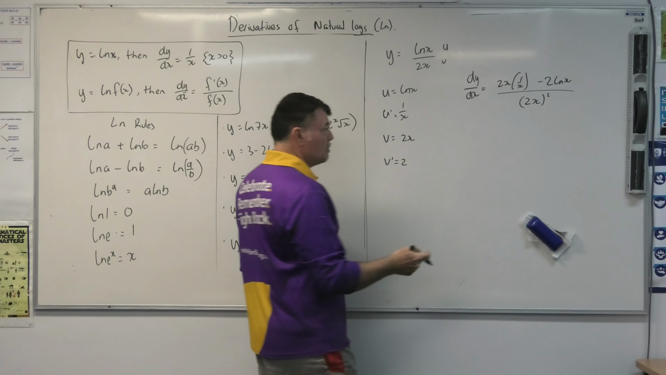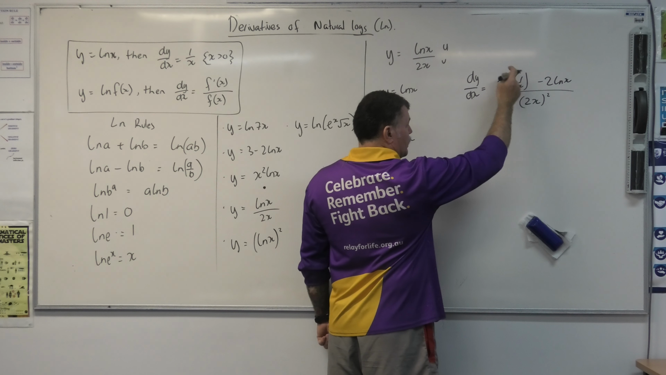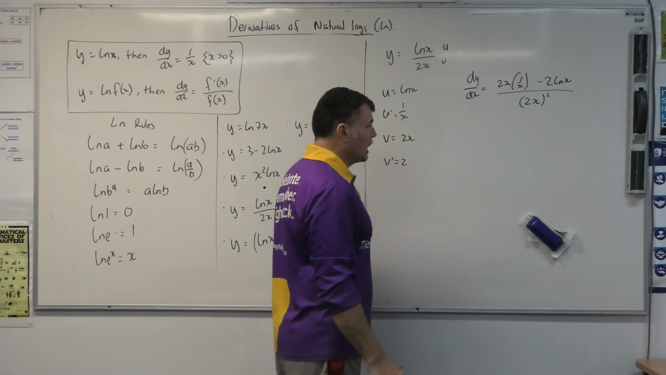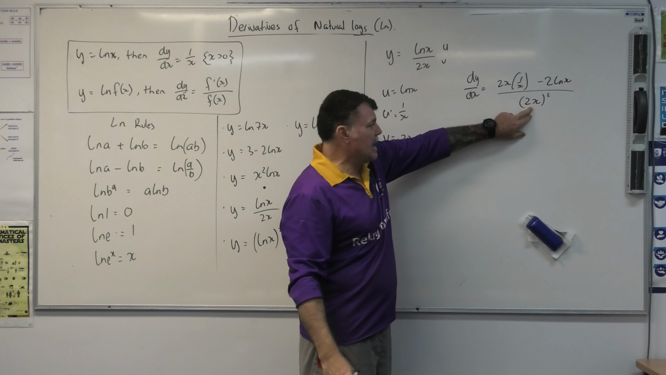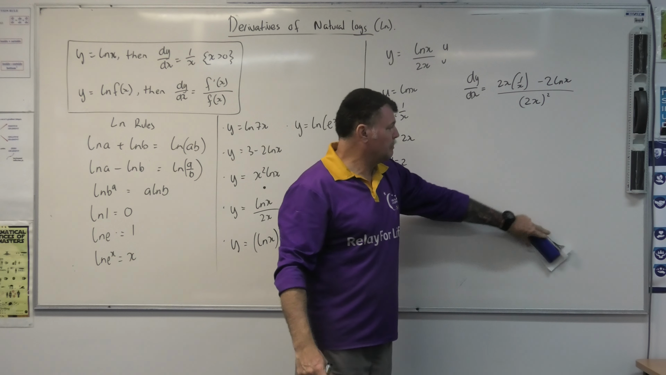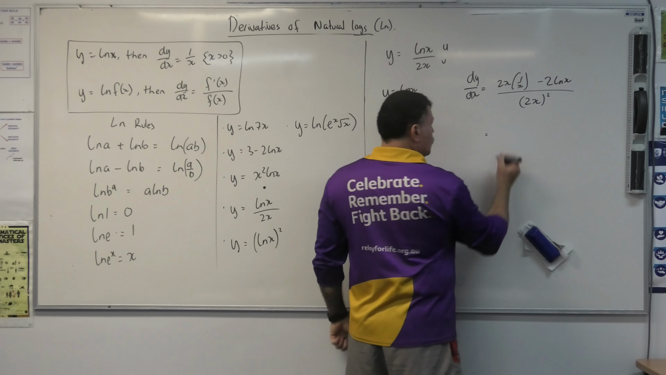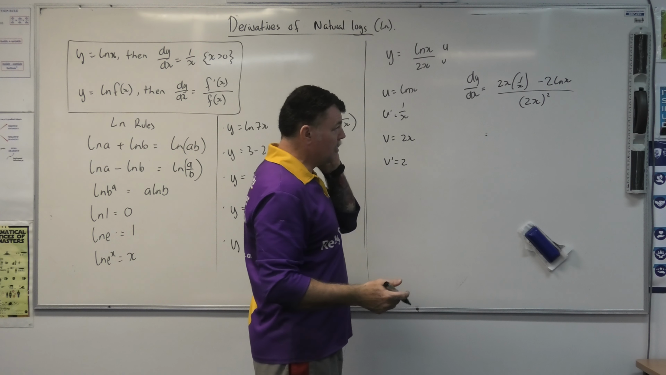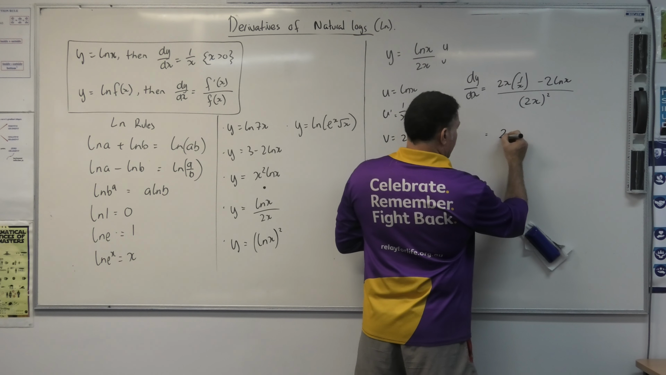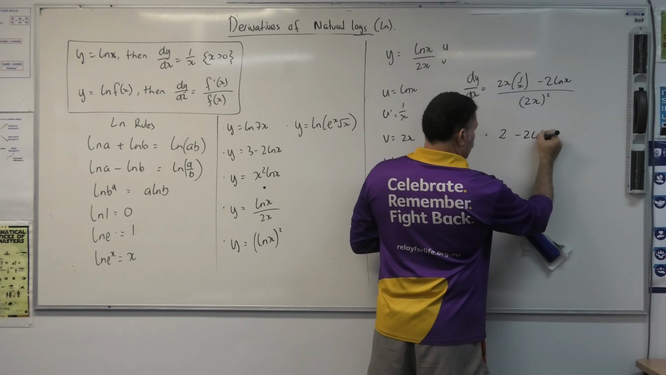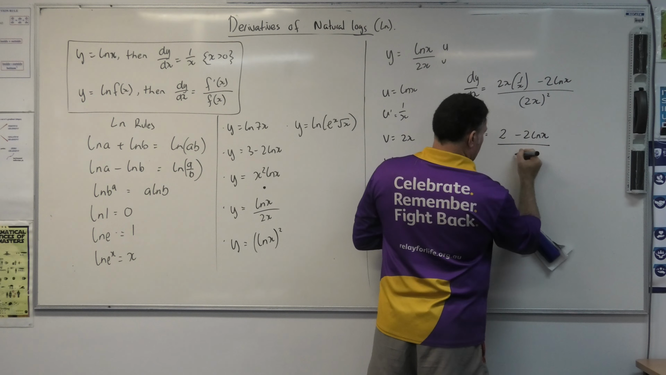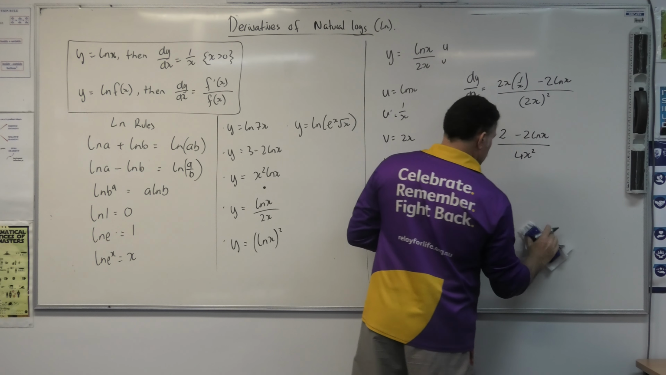And we know that the first one we can simplify is these two x's. Another thing that we can actually do is expand out our brackets down the bottom. Now we don't generally do this, but we're going to do this because we need to simplify this question. So we'll have 2 minus 2 ln x over 4x squared.